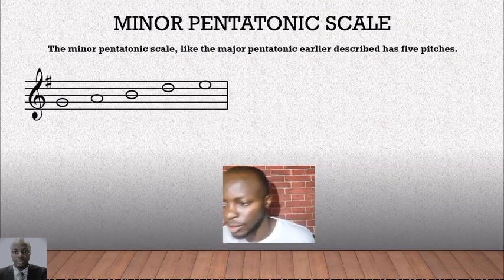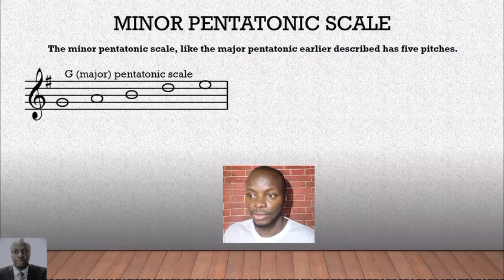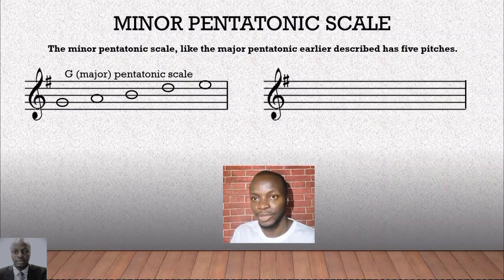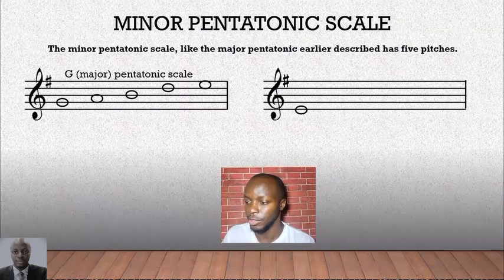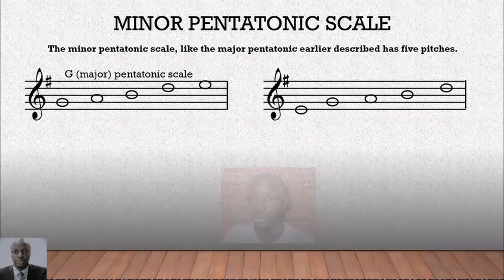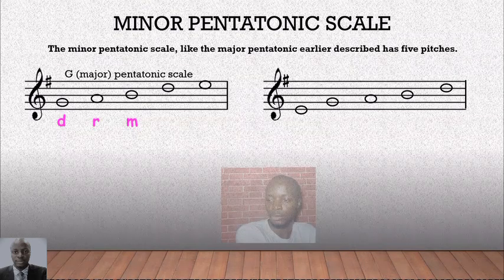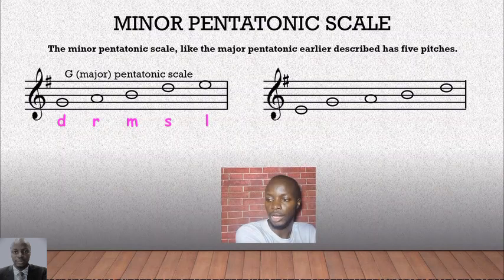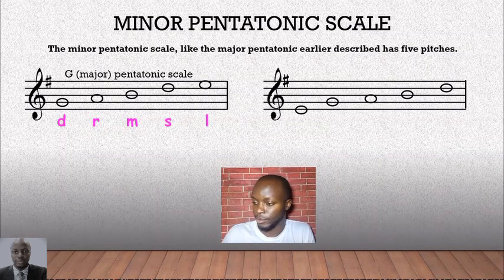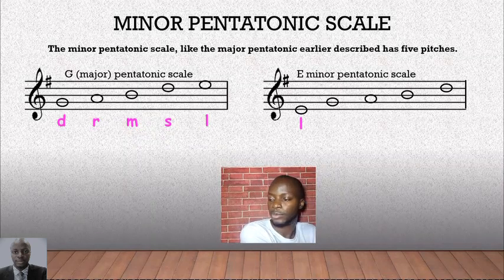Now let's look at this. This is a G major pentatonic scale, right? Now the question is, what will the relative minor look like? Of course, you start from E and build a minor third from E. So G major pentatonic will sound, and E minor pentatonic will sound.